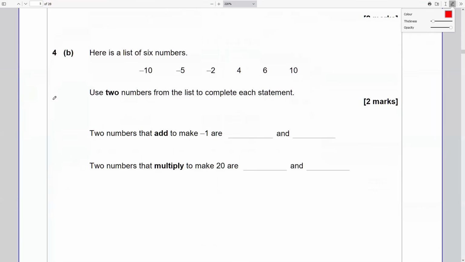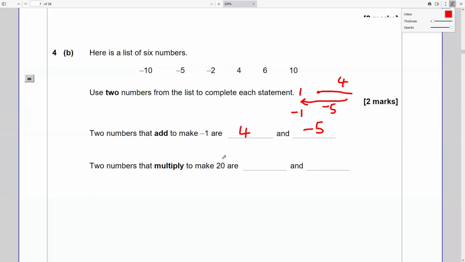Question 4b, here is a list of 6 numbers, -10, -5, -2, 4, 6, and 10. Use 2 numbers from the list to complete each statement. 2 numbers that add to make -1. Okay, to make -1, we're going to need 4. That's the positive side of it. So there's our 0. We've got 4. And then we go -5. This is -1, -5. So -5 is the other one.